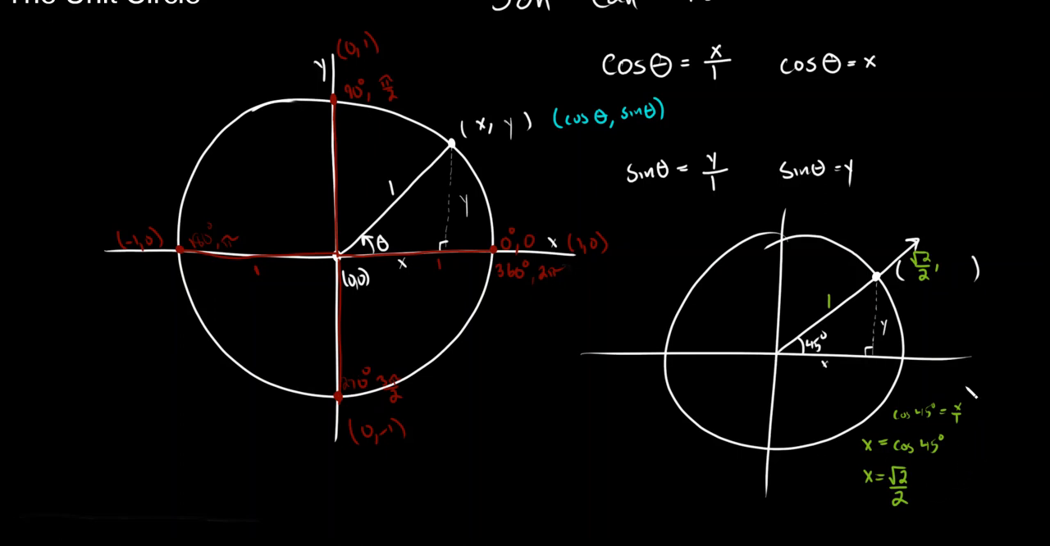The y-coordinate, well, to find a y-coordinate, I'll jump over here. That would be sine of 45 degrees is equal to y over 1, which is just y. Which tells me sine of 45 degrees is also root 2 over 2. So that tells me that this coordinate here would be root 2 over 2, comma, root 2 over 2. All right.